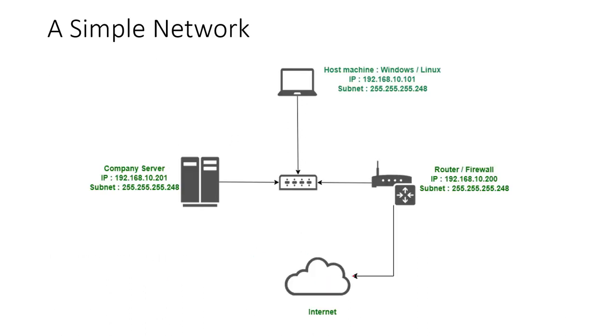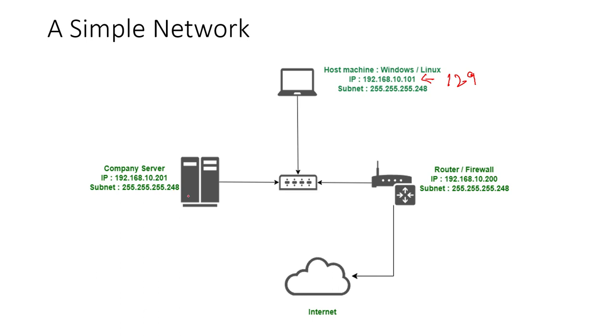Now let's discuss a simple example. This is a very simple example, and we will try to understand how classless subnetting works and what the important points in classless subnetting are. We have a simple network with one machine, and the IP address is 192.168.10.101, and the subnet mask is 248. So this is actually /29, right? 29 bits are used for network.